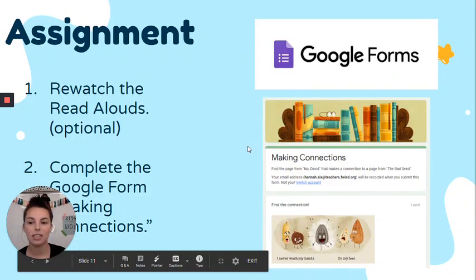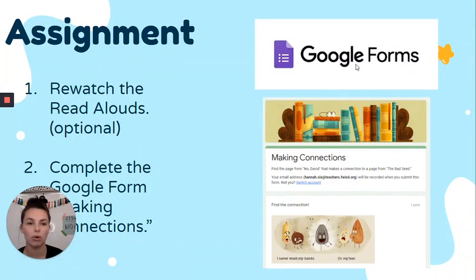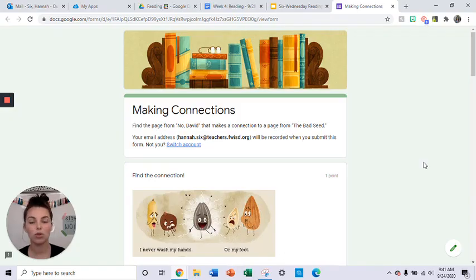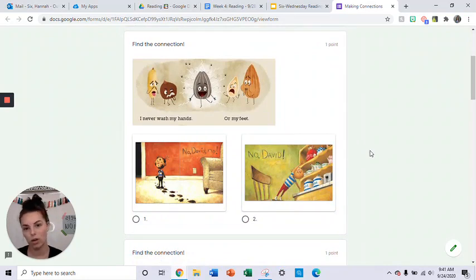The second part of the assignment is you're going to complete the Google form, and it's called Making Connections. This is the Google form that says Making Connections. You're going to find the page from No David that makes a connection to a page from The Bad Seed. So I already picked out the pages for you, and you have to say which one of these pictures, either one or two, makes a connection to this page. So what is the same about these? Is this picture, does it have anything that's the same with this?